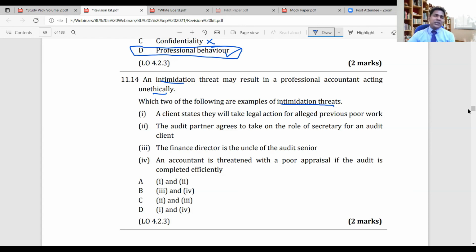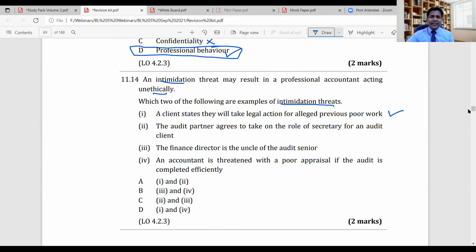Remember, in your examination, most of the questions are sometimes from the study text. If you read the study text properly, the chances of getting through the examination are very high, and about 50-60 marks will be directly from the study text. So it is very important to follow the study text properly. A client states that they will take legal action for any previous poor work. Yes, it's a threat, it's a warning.